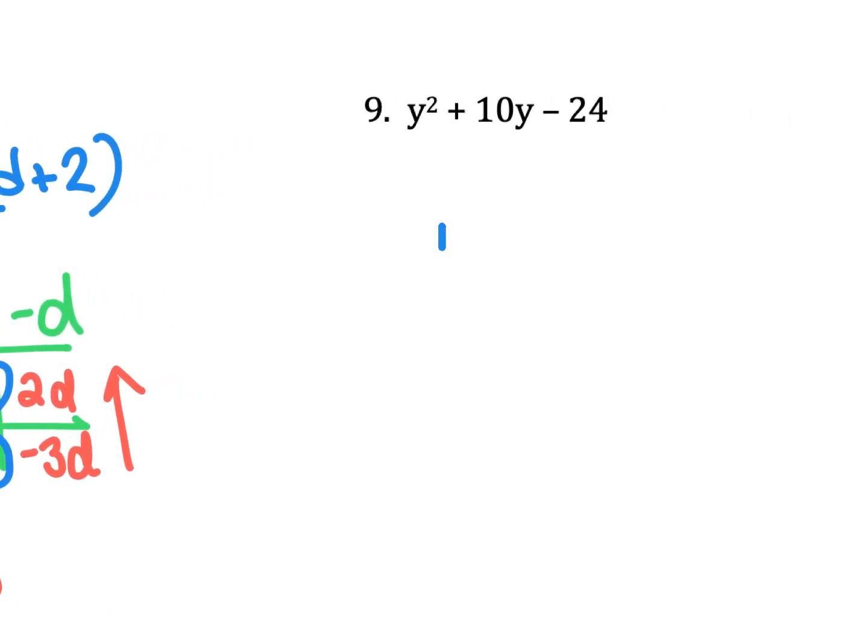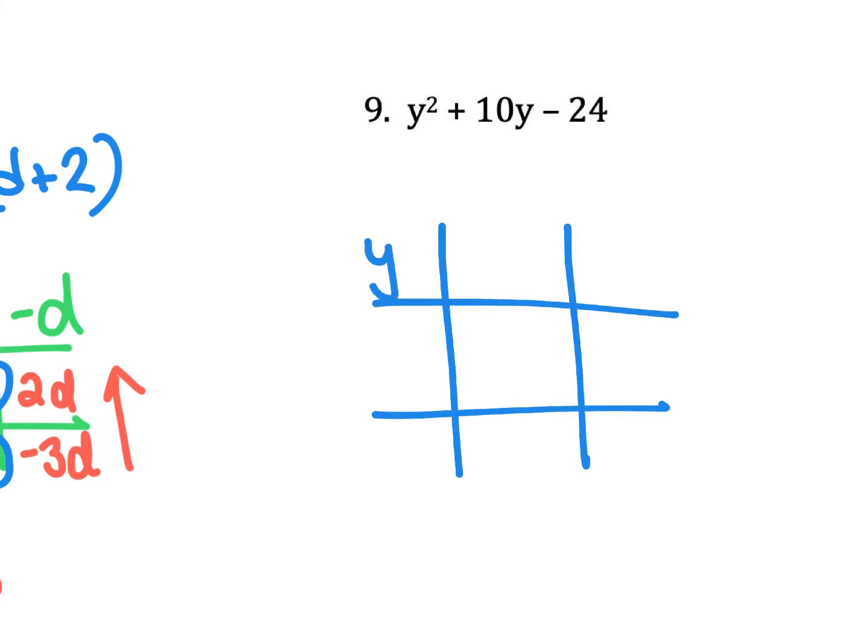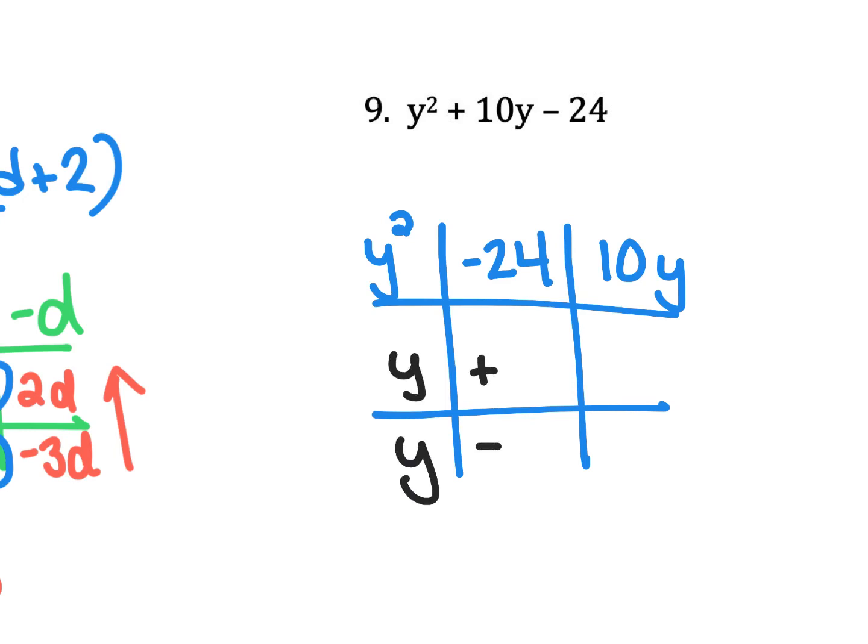Okay, number 9, again, set it up. Y squared. Last term, middle term is your checking term. Factors of y squared would be y times y. A negative means I have to have different signs. My factors of 24 are 1 and 24, 2 and 12, 3 and 8, 4 and 6.